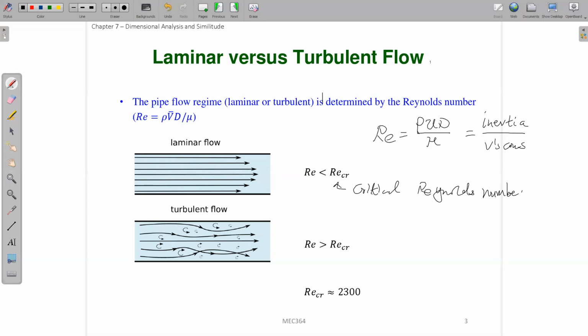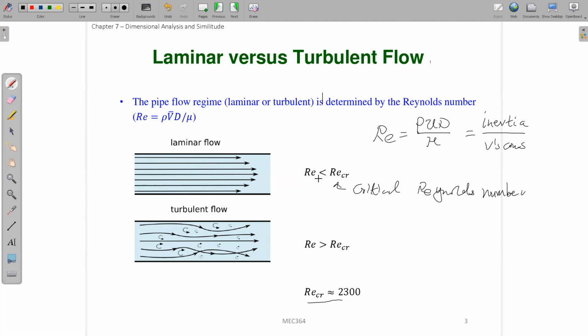So when the Reynolds number you calculated is smaller than this critical value, we see the flow is laminar. And when this Reynolds number is larger than this critical value, we see the flow is turbulent. What this critical value should be is determined from experiments. From many experiments, people find that for the flow inside a pipe, the critical Reynolds number should be around 2300. So you need to remember this.